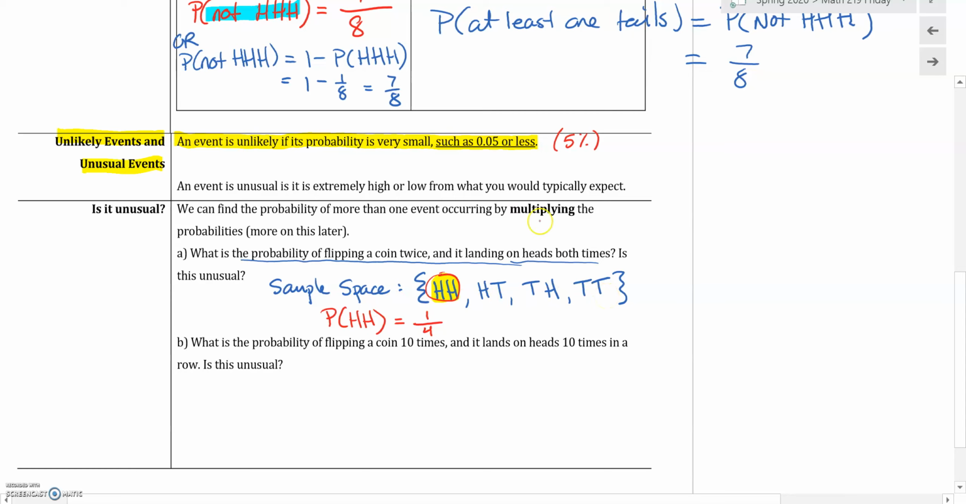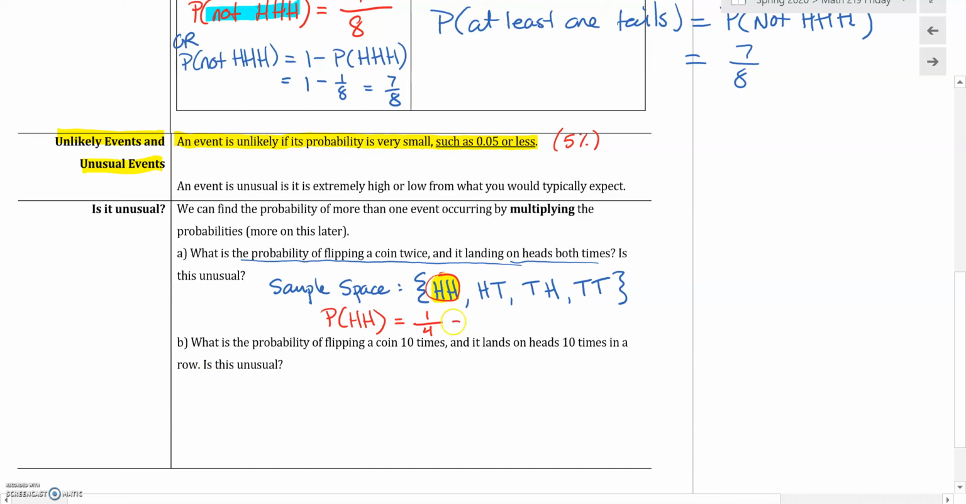But here's why they told us about this little multiplying thing. As soon as they up the rules, this becomes ridiculous. What's the probability of flipping a coin 10 times and having it land on heads 10 times? And would we consider that unusual?